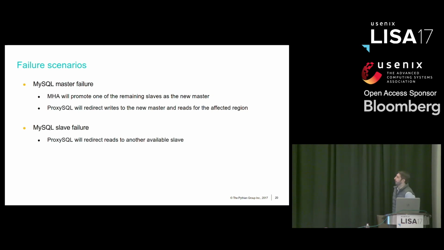If the MySQL master fails, MHA will promote a new master from one of the other slaves, and ProxySQL will take care of redirecting writes and reads. So reads for the failed region go to another slave, and writes for the two regions go to the new master. And if a slave fails, ProxySQL will also take care of redirecting your reads to any of the available slaves.